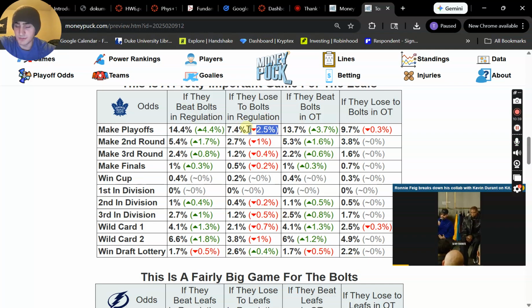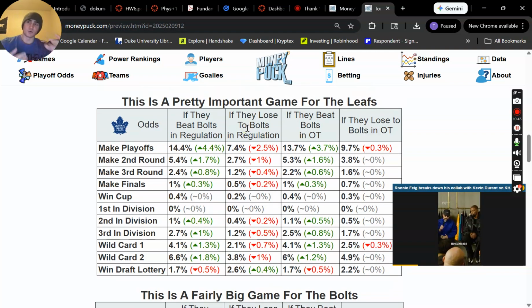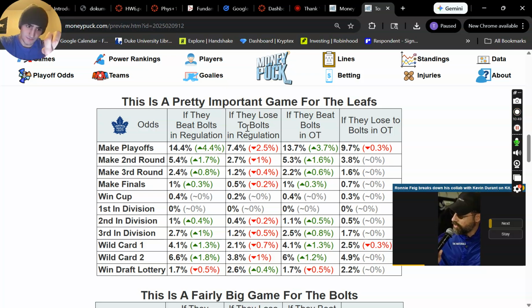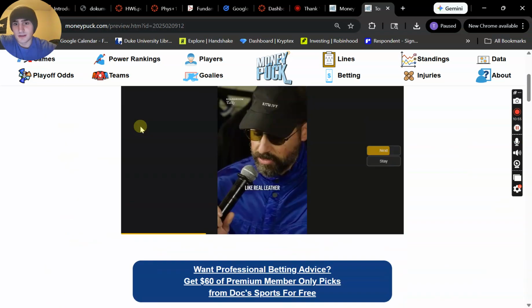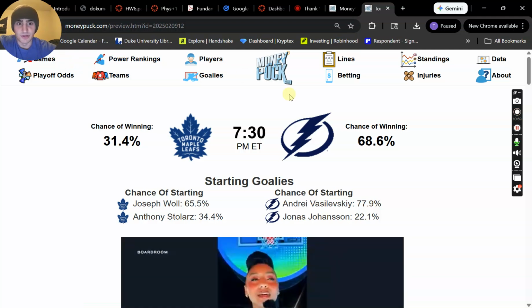If they lose, because obviously this is a divisional game, this is going to matter more than a non-divisional game, because that's basically like a 4 point game. If the Leafs lose, that means the Lightning will win, and it's kind of like a 4 point drop or a 4 point increase. And yeah, that's pretty much it for MoneyPuck.